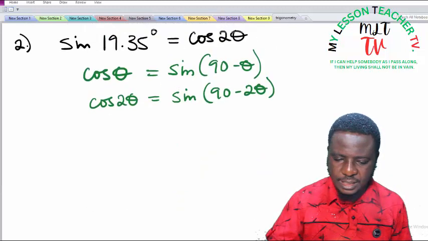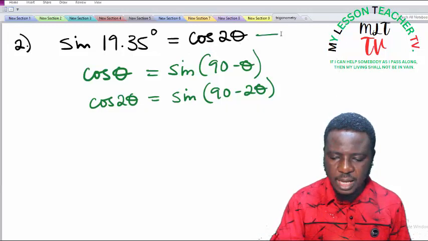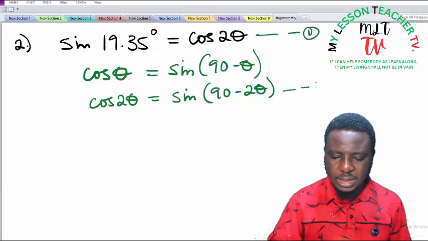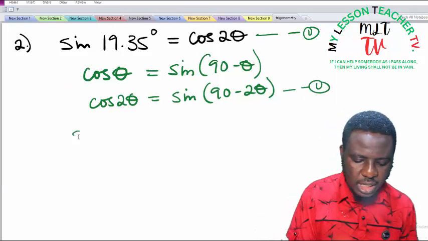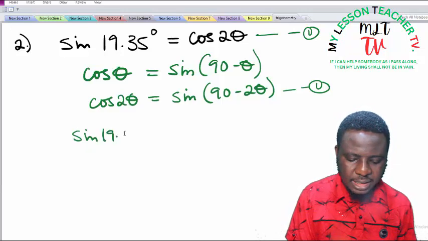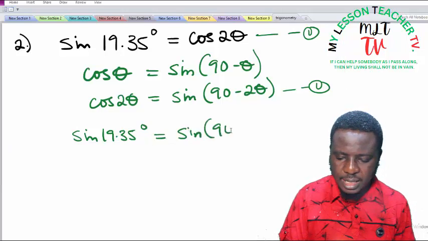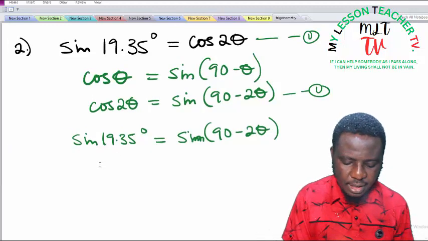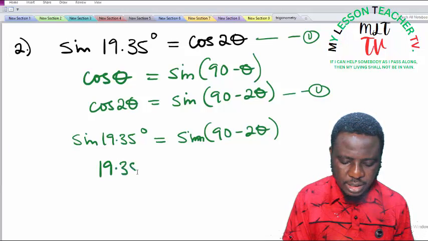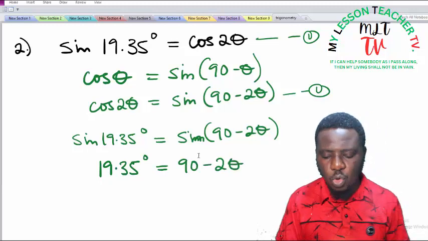If sine 19.35 degrees is equal to cos 2 theta, call this equation 1, and cos 2 theta is equal to sine 90 minus 2 theta, it therefore means that sine 19.35 degrees is equal to sine 90 minus 2 theta. Then we simplify. That means that 19.35 degrees is equal to 90 minus 2 theta when you compare.